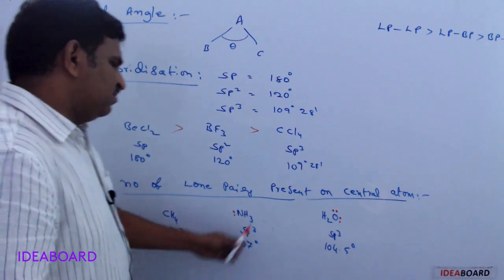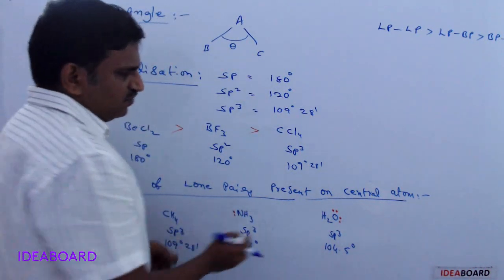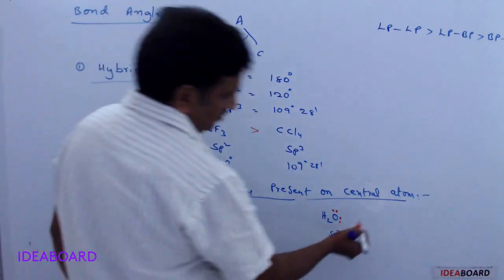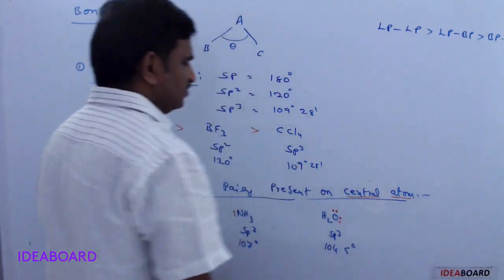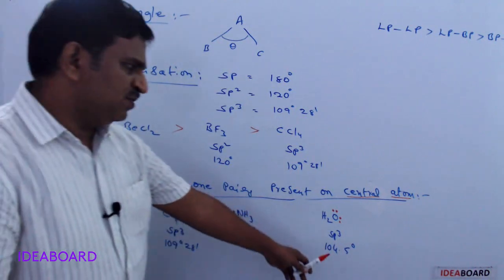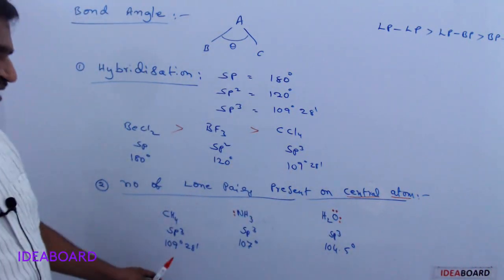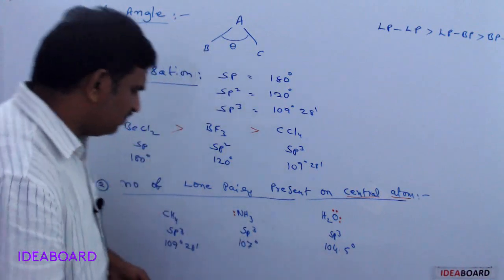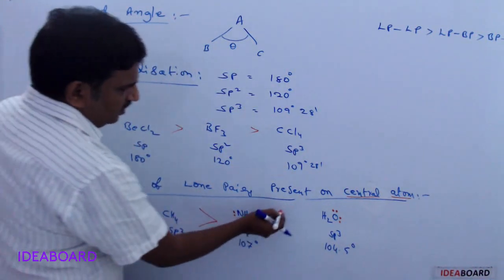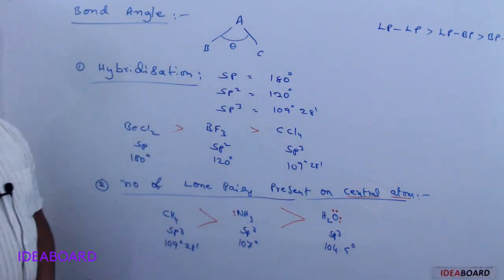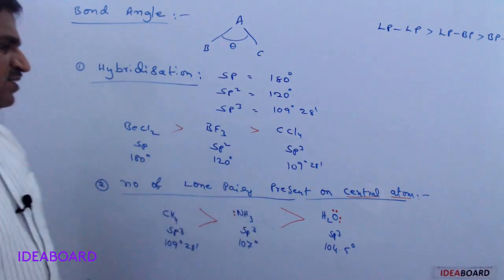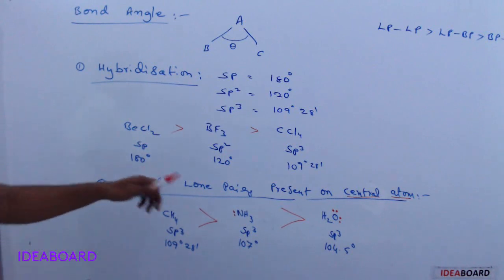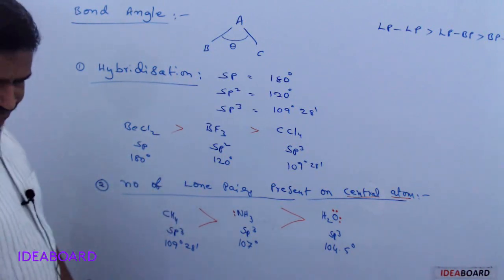So please remember, on the central atom, if the hybridization is the same, whenever the number of lone pairs increases, what happens? The bond angle value decreases. If the hybridization is the same and the number of lone pairs increases, then the bond angle decreases.